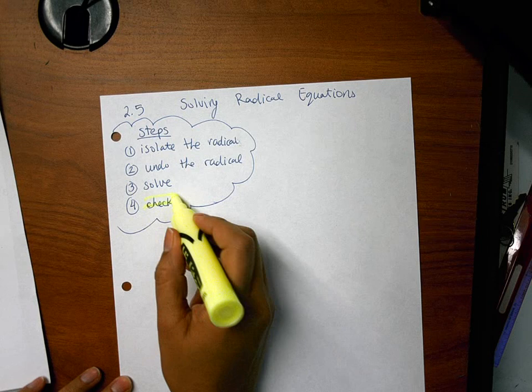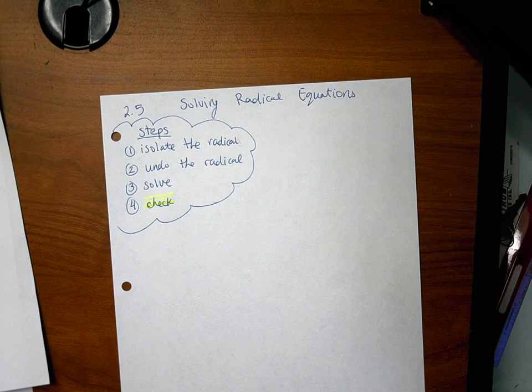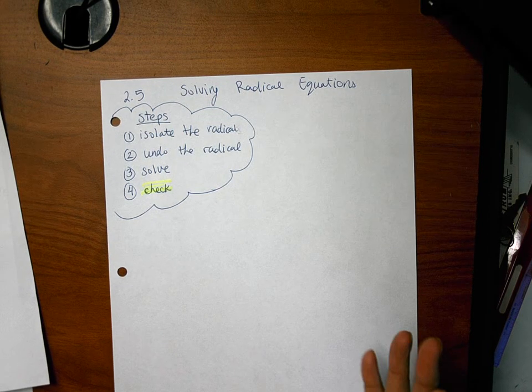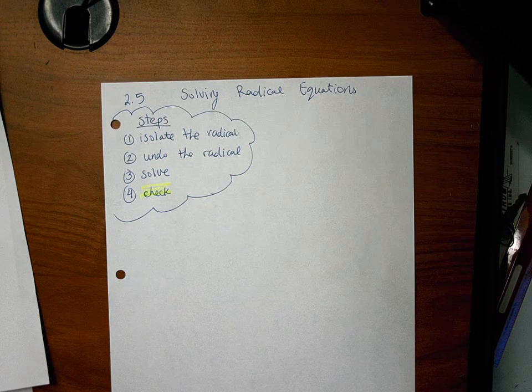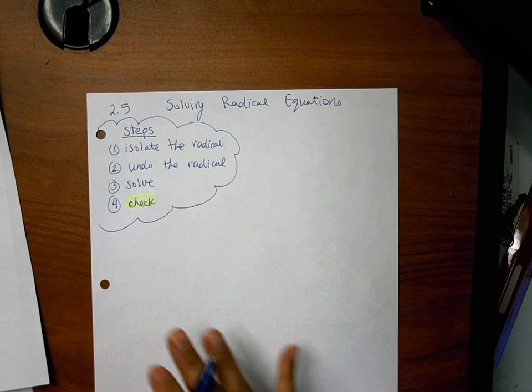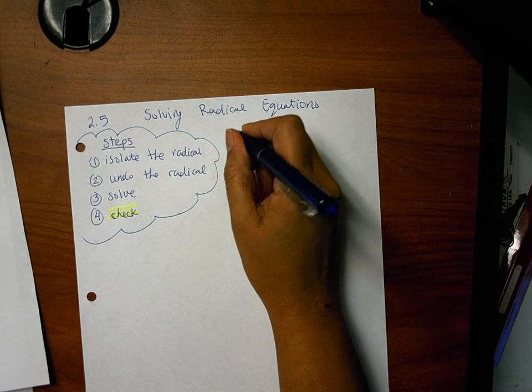I know I'm right. I know I made no mistakes. I'm good. But this check is not just to see if you did your work right. It's also because extraneous solutions happen. You will make no mistakes. You'll do all your work correctly, and it doesn't work. The check work is important.